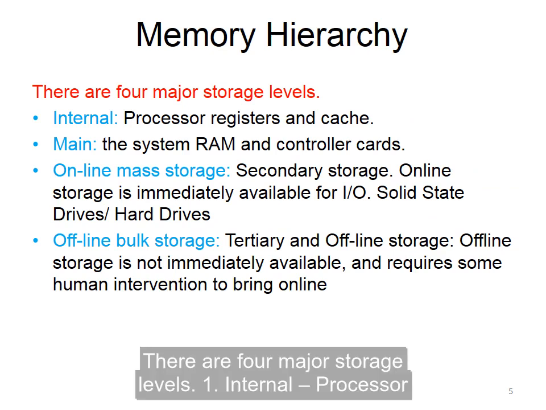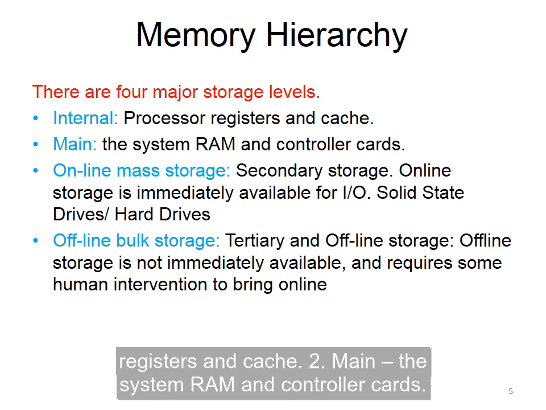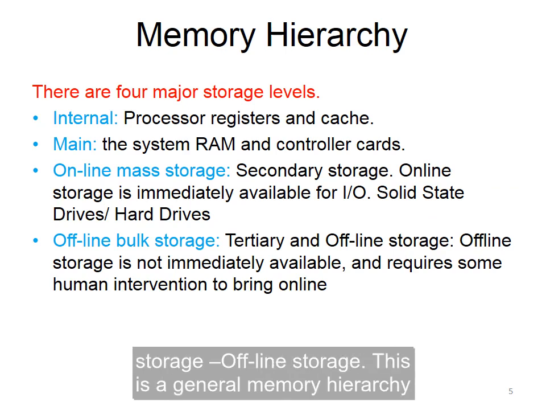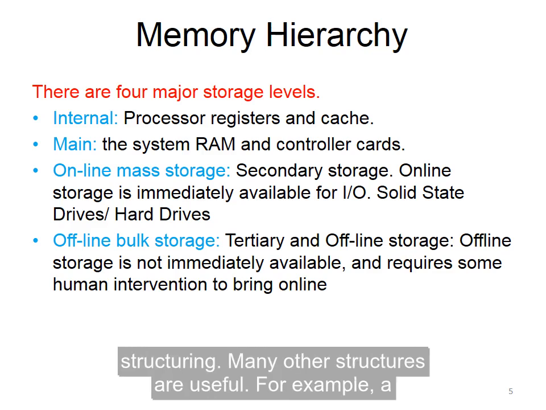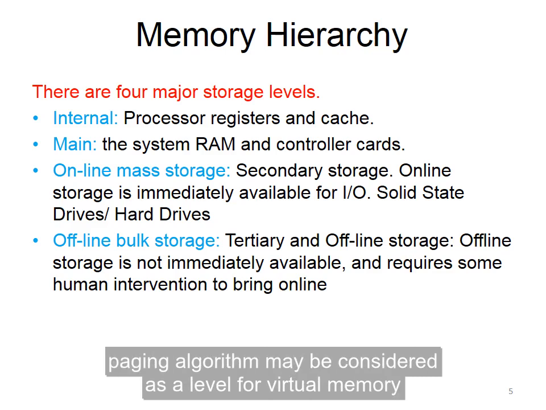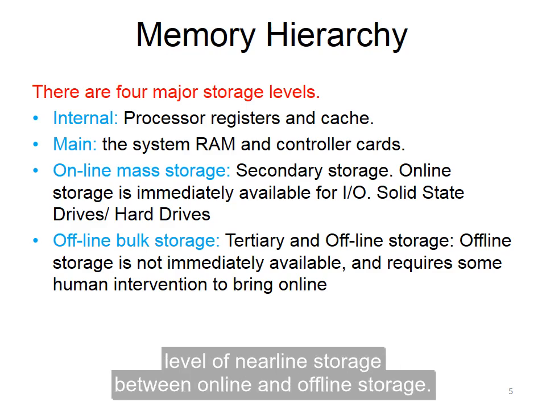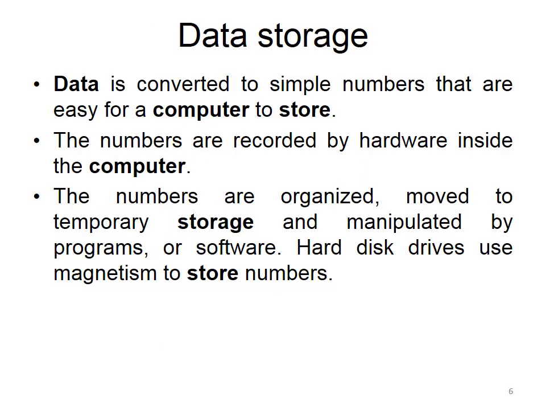There are four major storage levels: internal storage, main storage, online mass storage, and offline bulk storage. This is a general memory hierarchy structuring. Many other structures are useful. For example, a paging algorithm may be considered as a level for virtual memory when designing a computer architecture. One can include a level of nearline storage between online and offline.